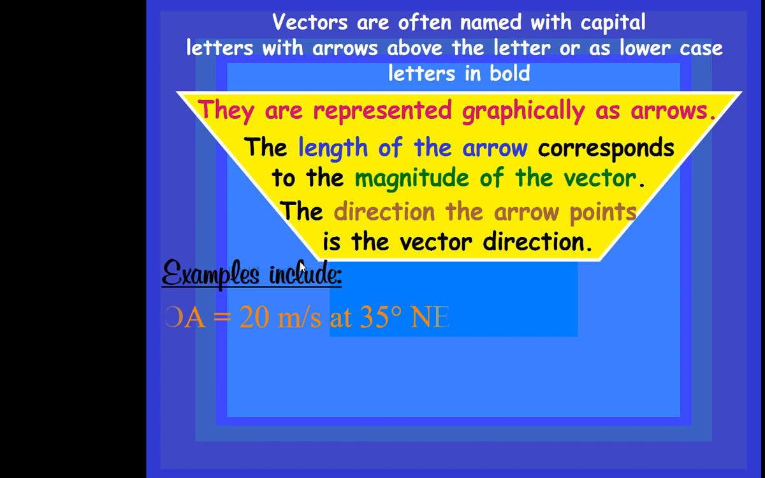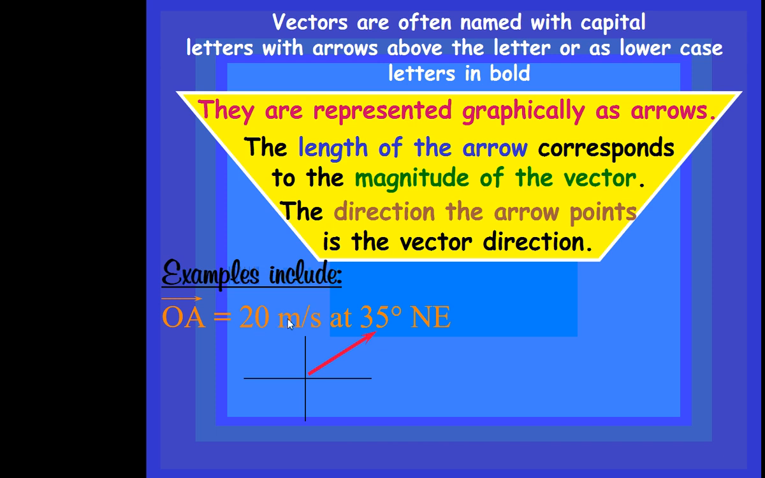So here's some examples. Vectors are often named with capital letters with arrows above. Here's an example, OA, meaning from the origin, O for the origin in this case, to point A. And so O would be here, point A would be here. The vector OA would be the line that connects them and it goes in this direction. So it's got an arrowhead this way.